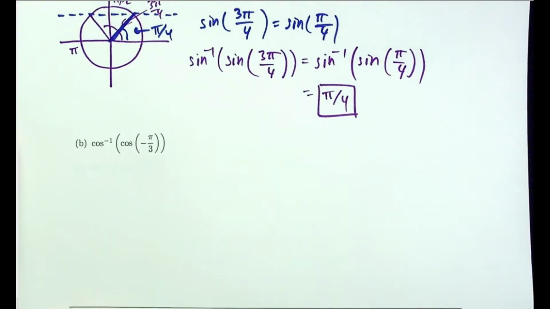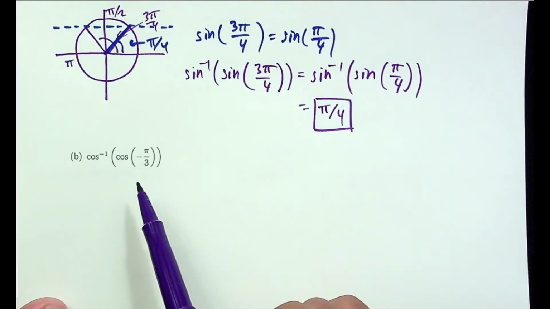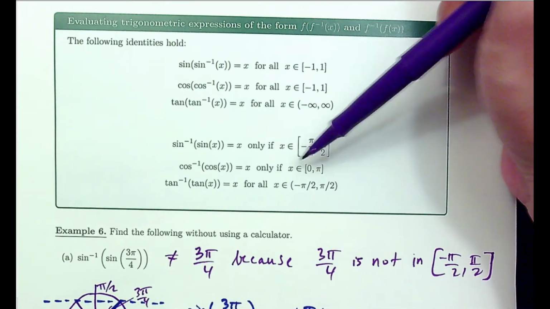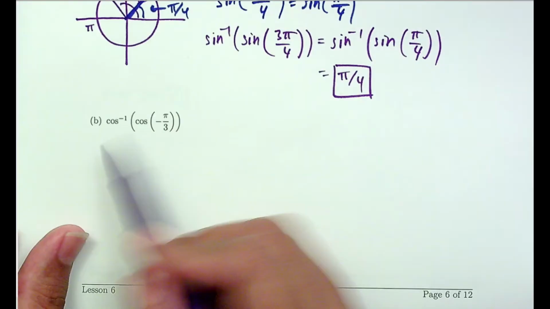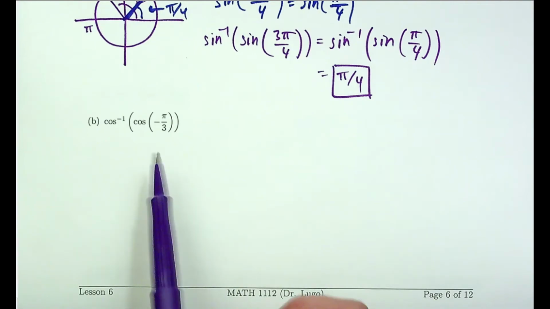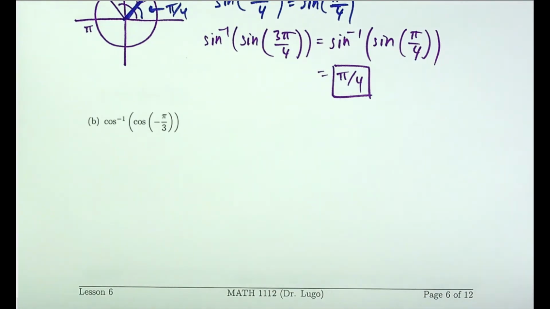It says evaluate cosine inverse of cosine of negative pi over 3. Okay, negative pi over 3. First thing you should check is, is it within bounds? Is it in the correct place between 0 and pi? Because if it is, then you could just cancel cosine inverse and cosine. If it is in the correct place, these two would cancel each other off, and you can write down the answer immediately. It will be done.